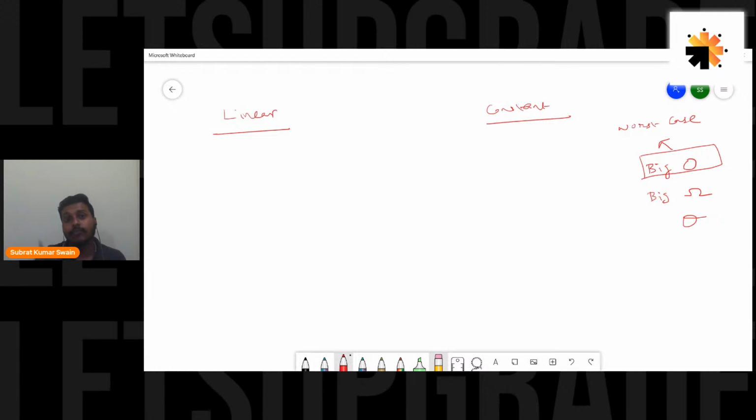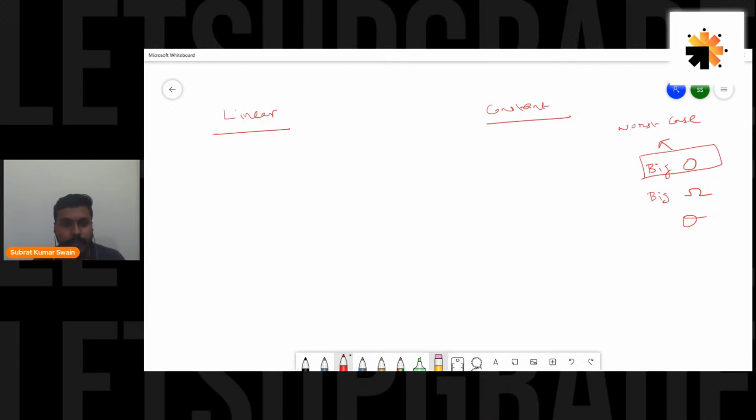I mean to say, in the worst case it should take less time. So we have to focus on this big O, because big O denotes worst case time complexity, and this would be less for your algorithm. Got it? I hope that this point is clear.